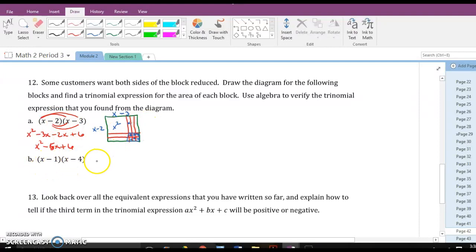So the next one, very similar, right? X times x is x squared. X times negative 4 is minus 4x. Negative 1 times x is negative 1x. Negative 1 times negative 4 is positive 4. And that gives you x squared minus 5x plus 4. Remember, if you're subtracting twice, to make it a perfect rectangle, we have to fill it back in. How much are we filling back in? 4. Okay.